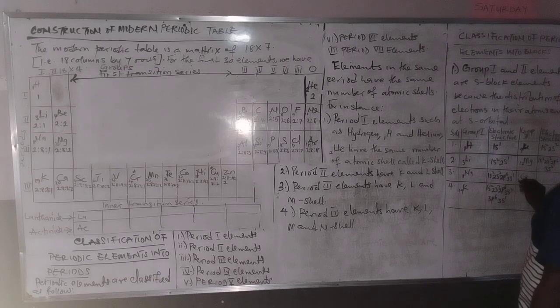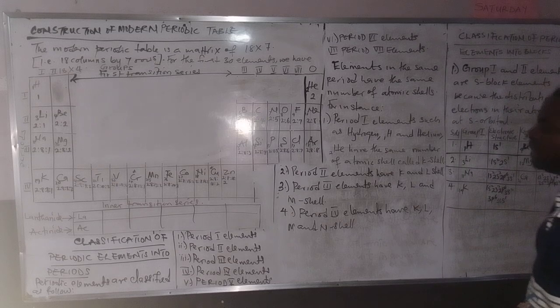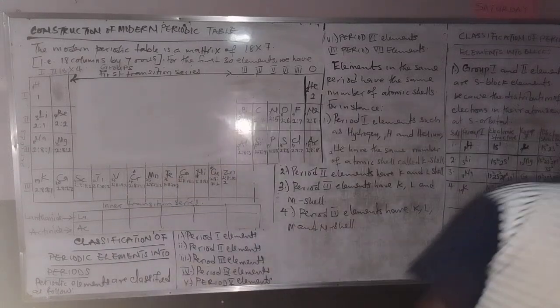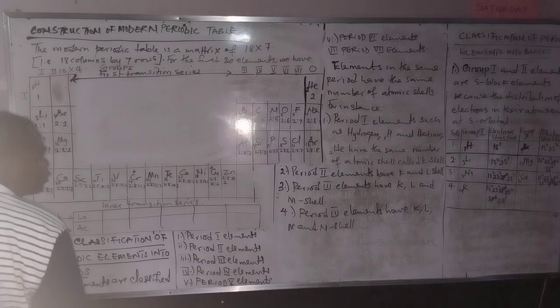The next one is calcium 20. So you have 1s2, 2s2, 2p6, 3s2, 3p6, 4s2. Oh, this one is 4s, sorry, 4s1 for potassium, then this is 4s2. So you can see that all of them end in the s orbital. So that is why they are what? S block elements.